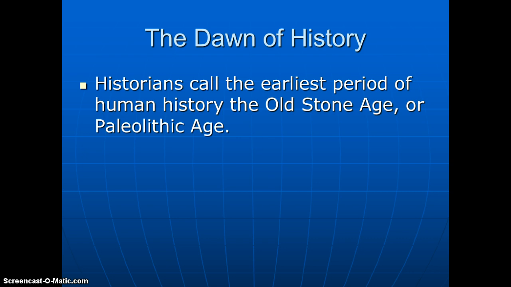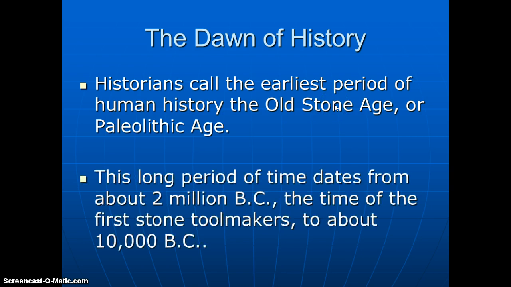The earliest period of human history is known as the Paleolithic Age, so make sure you get the definition of Paleolithic. It means Old Stone Age. And this period dates from about 2 million years ago till about the year 10,000 BC. Okay.